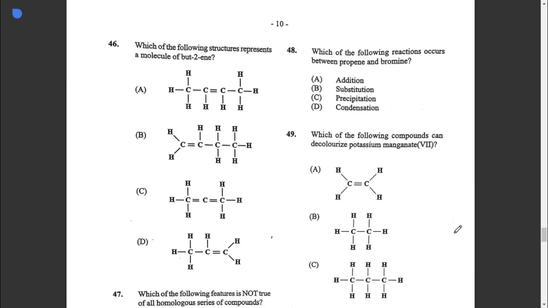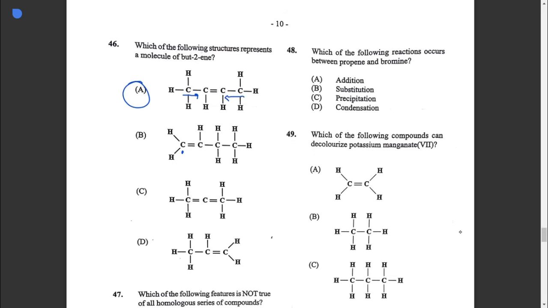46. Which of the following structures represent a molecule of but-2-ene, which means that the double bond starts at carbon 2. Right here, for B, the double bond starts at carbon 1. This one is a diene, and we are looking for only one double bond. This is propene, which has 3 carbons, and we are looking for 4 carbons, so the answer is A. And you see that whichever side you start counting from, the double bond starts at carbon 2.